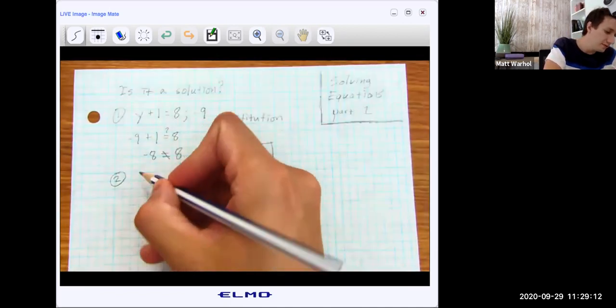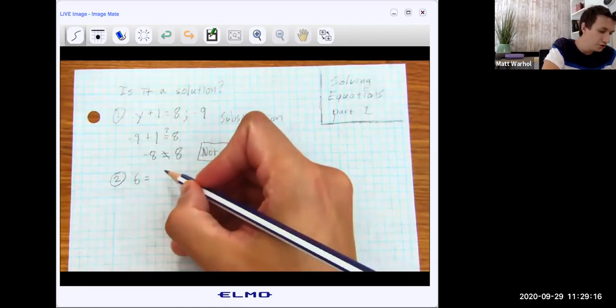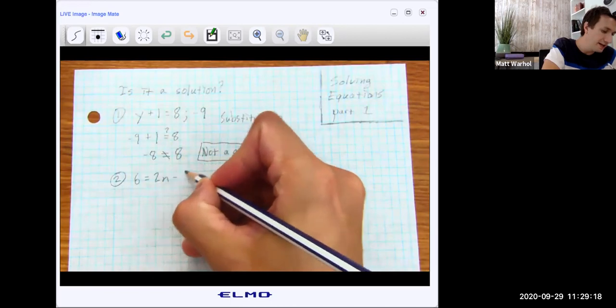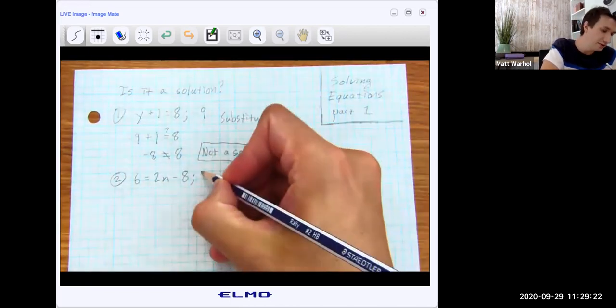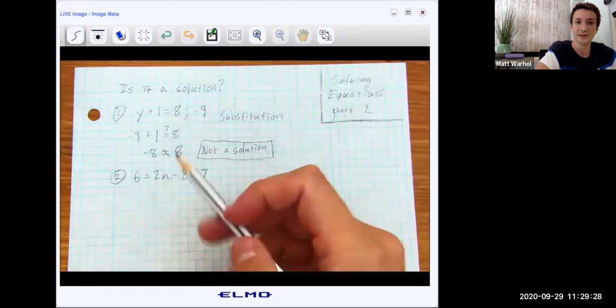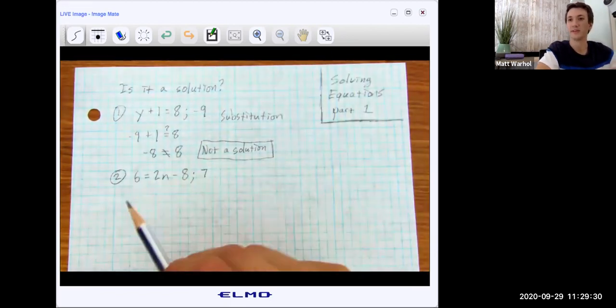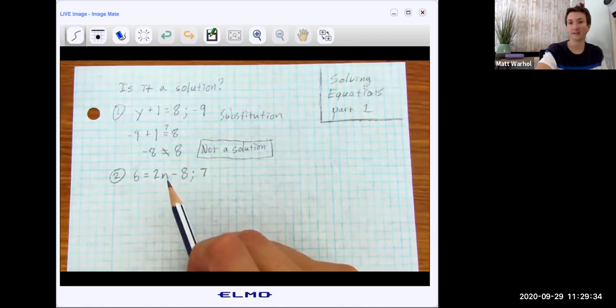Let's rearrange the order of the equation a little bit. Let's write 6 equals 2n minus 8. And let's find out if 7 is a solution to this equation. Well, same thing as before. We're going to use substitution, and we're going to plug in the 7 everywhere that we see the variable. In this case, there's only one variable. It's right there. And we're using n's. The variables can be any letter you want.